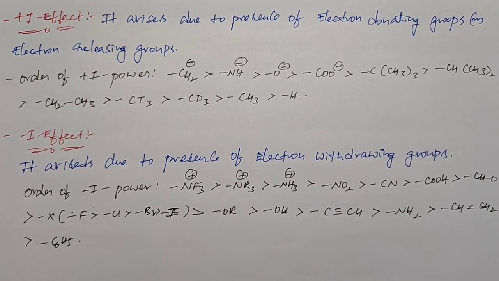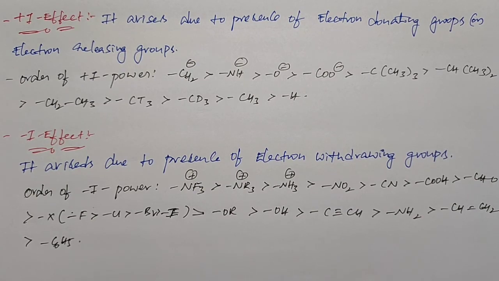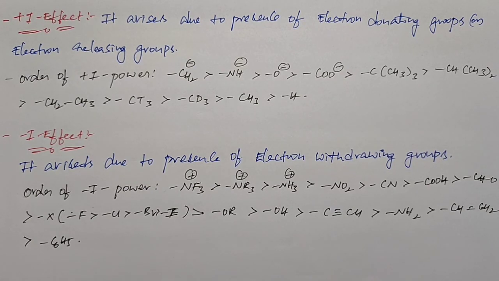These are some examples for minus I effect, and this is the order of minus I power. Due to the presence of both plus and minus I power, we can explain some properties based on the inductive effect. Those are the applications of inductive effect. By using inductive effect, we can explain the stability of carbocation, carbanion, and free radicals, the acidic nature of alcohols and carboxylic acids, and the basicity of amines. We will discuss those things in the next videos.